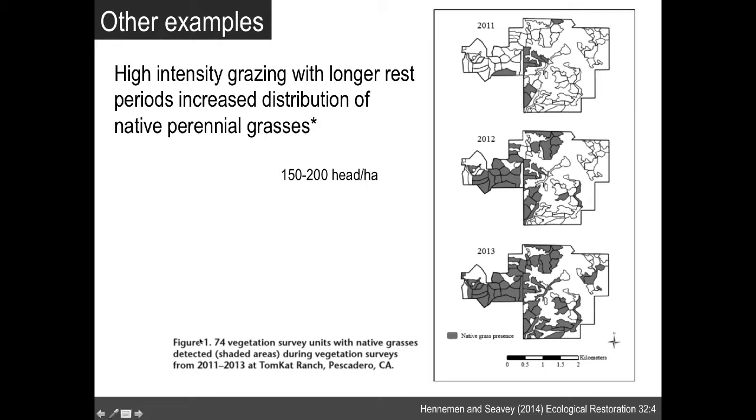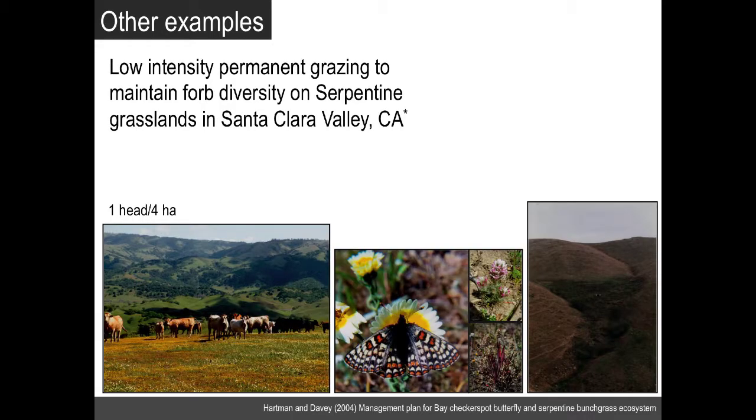So this is 74 vegetation survey units with native grasses detected during the surveys from 2011 to 2013. That's at Tomcat Ranch. This is quite an interesting example of using grazing for native grass dispersal. We talked before, when we were talking about managing stocks of soil, water, and nutrients, about the low-intensity permanent grazing to maintain forb diversity in serpentine grasslands in the Santa Clara Valley.